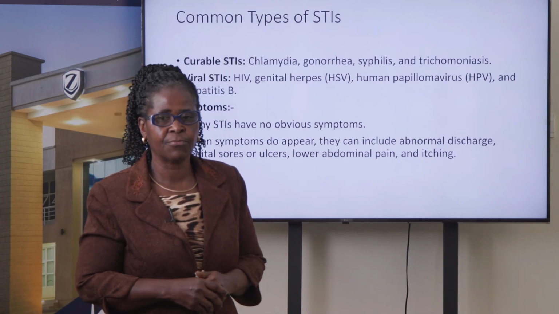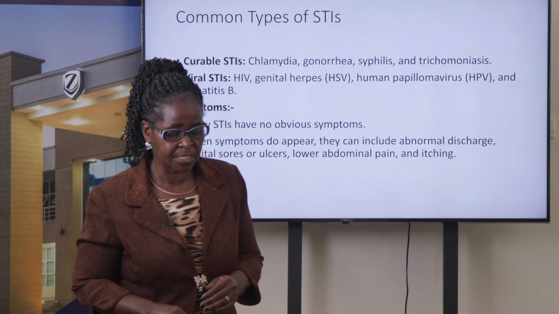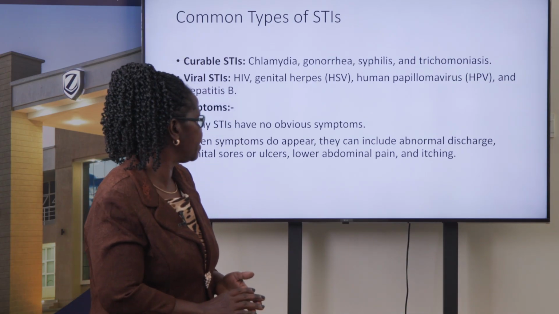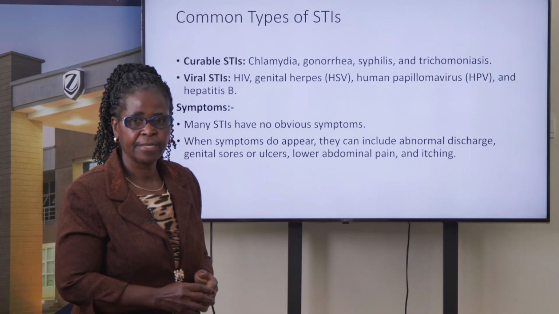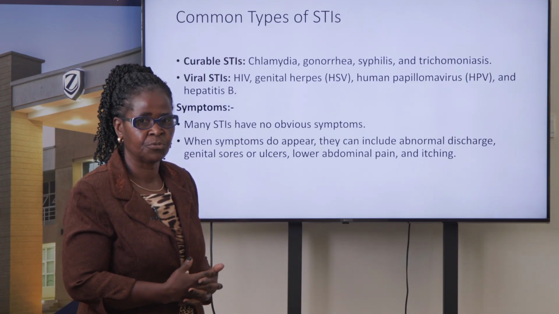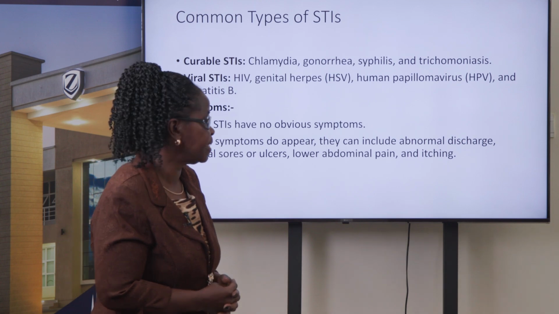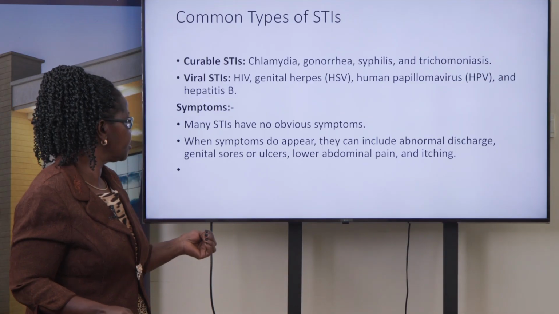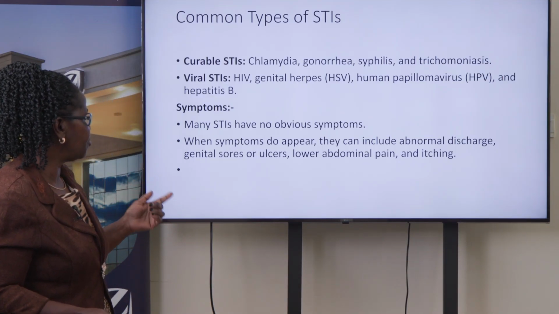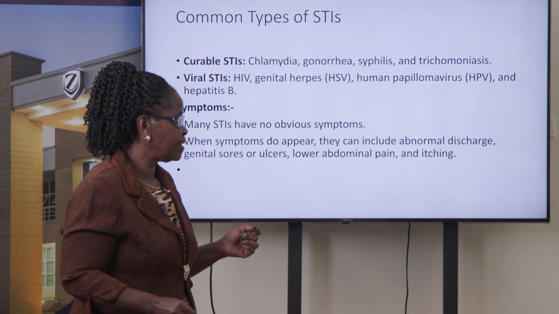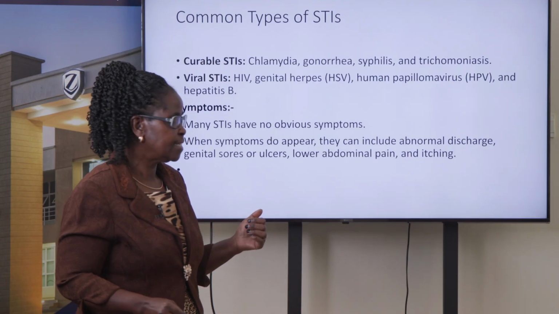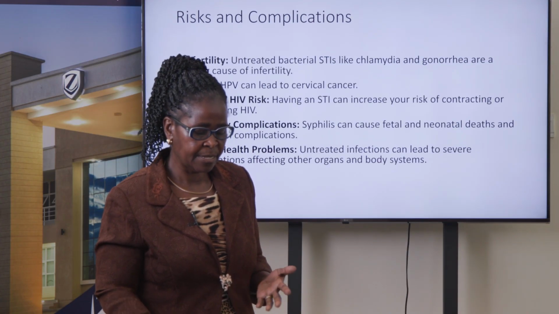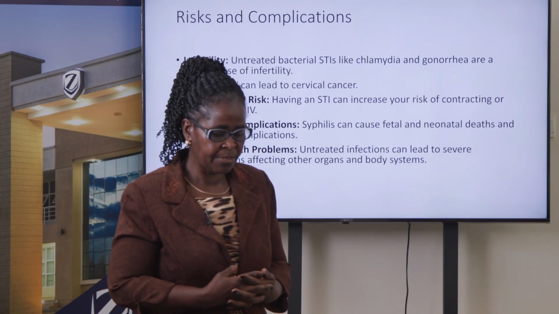So how can one know that you have a sexually transmitted infection? The bad thing is that many of them don't have obvious symptoms. You may be sick, but you don't know. You have the infection, but you don't know, like the early stages of HIV. And when symptoms do appear, they can include abnormal discharge. Then we have the genital sores or ulcers. There could be lower abdominal pain and also itching around the anal area or the vaginal area.